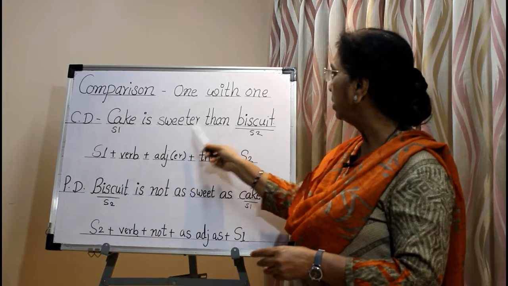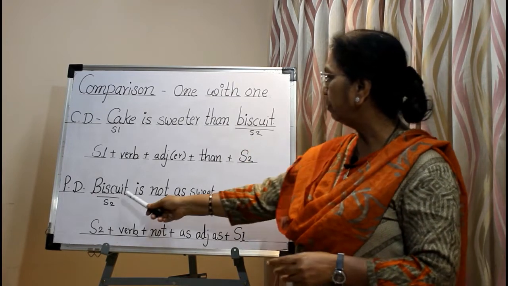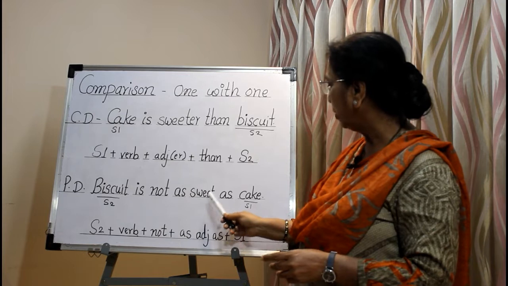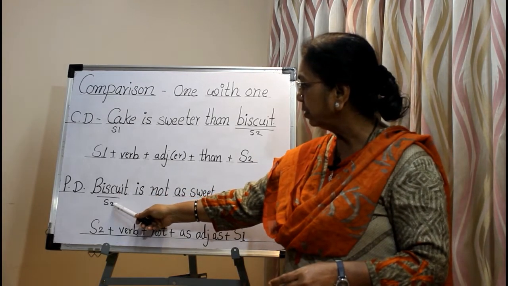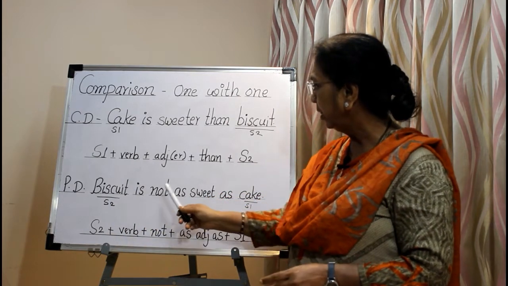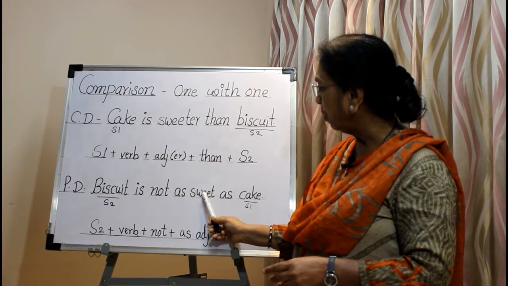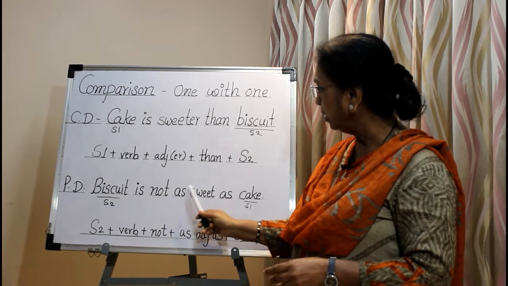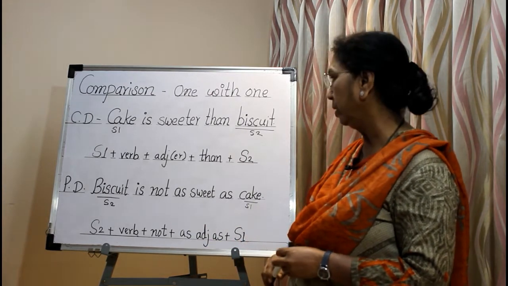If cake is sweeter than biscuit, what we can say about biscuit? Biscuit is not as sweet as cake. Here in the beginning we have used the subject number 2, then verb form is there, then not is added, then the basic form of adjective sweet is used between as and then subject number 1.